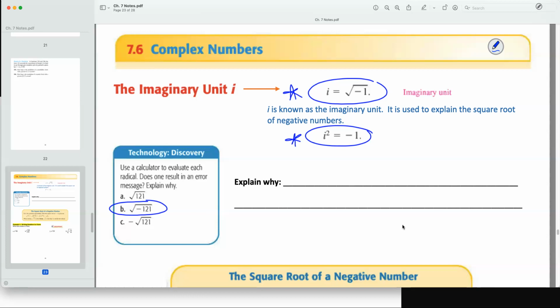What was the question? Sorry, I feel like I asked that kind of weirdly. I'm basically asking you to explain why the square root of -121 will give you an error. Why we can't do that in the real number system.